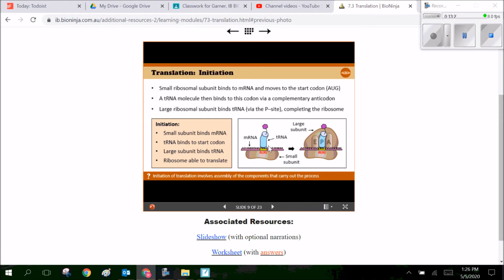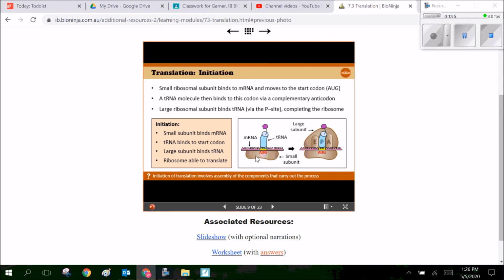So once your mRNA leaves the nucleus, it's going to go out to the cytoplasm, and the first thing that's going to happen is the small subunit of the ribosome is going to be attracted to the mRNA. Specifically, it's going to be attracted to this little, well, here it says AUG is here. It's interesting. I would have put it over here, but whatever. AUG is here. It's a start codon. We're going to talk about that in a second.